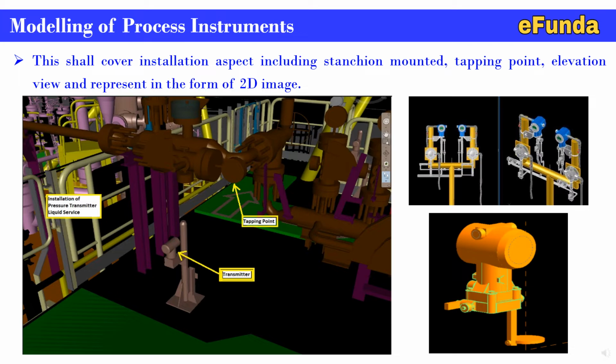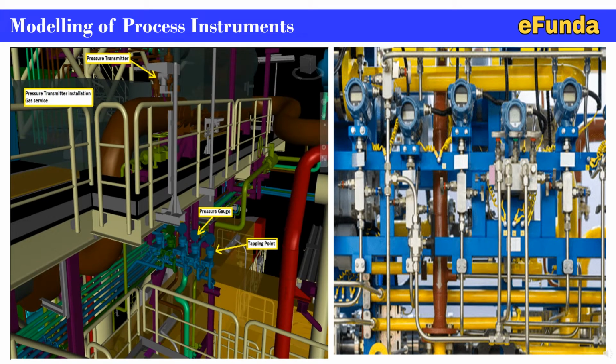Similarly, on the right hand figures one can see in the photographs how the transmitter object is being modeled and how the stanchion support and transmitter is being shown in the digital medium, that is 3D modeling. Further, in the second modeling of a process instrument page, one can see the pressure transmitter installation for the gas service and pressure transmitter location and pressure gauge as well as the tapping point from the piping.